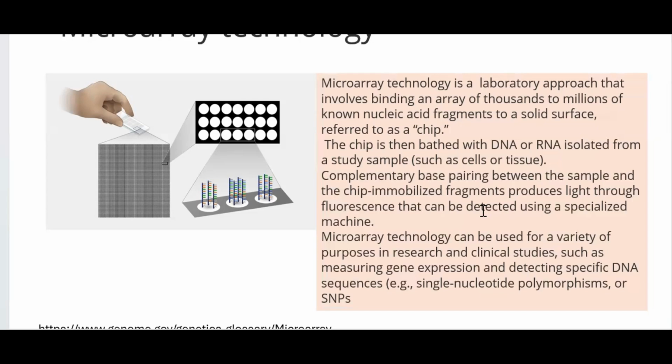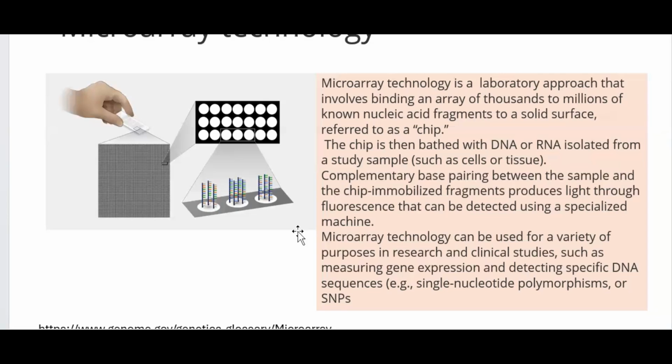So you get to know from these two sentences that you have the immobilized sequences which are going to act as probes, and your sample is added to that, and that is going to hybridize. So when you are talking about interaction to detect, yes, you are going to have some labels attached to them, maybe a fluorescent label, and you are going to detect the fluorescence using specialized machines.